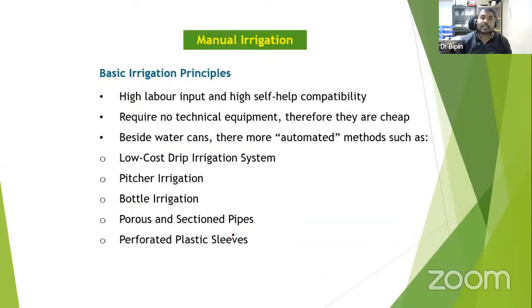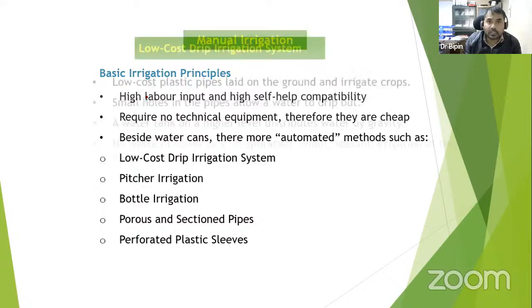And we can even classify irrigation as manual irrigation. Here I will give some examples, like pitcher irrigation, water irrigation, and low cost drip system. This is the manual type of irrigation. Even though the labor requirement is very high, this type of irrigation is very suited for hill areas, and where the land holding is small, and there may be the problem of water erosion. You cannot store the water in that area, so you can go for this manual irrigation.